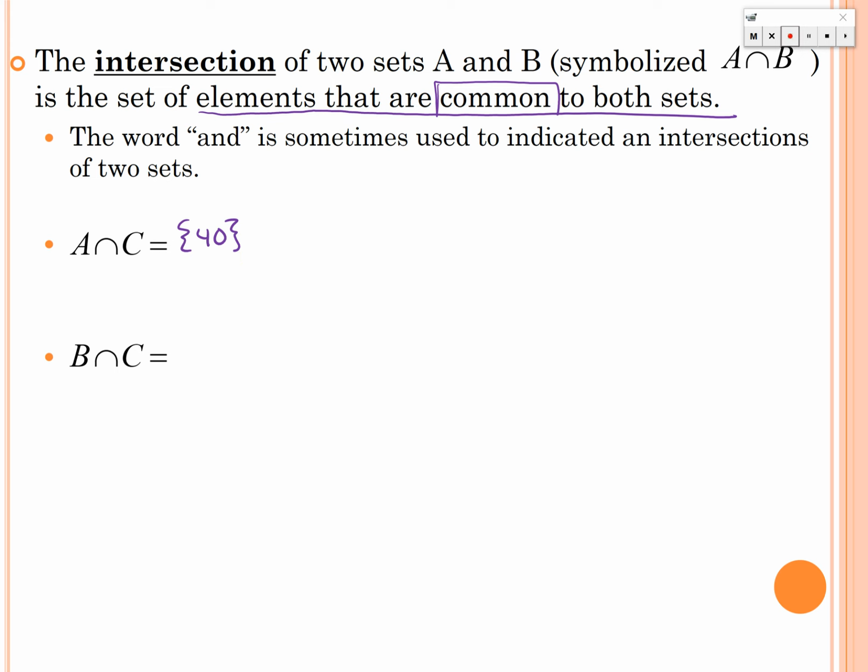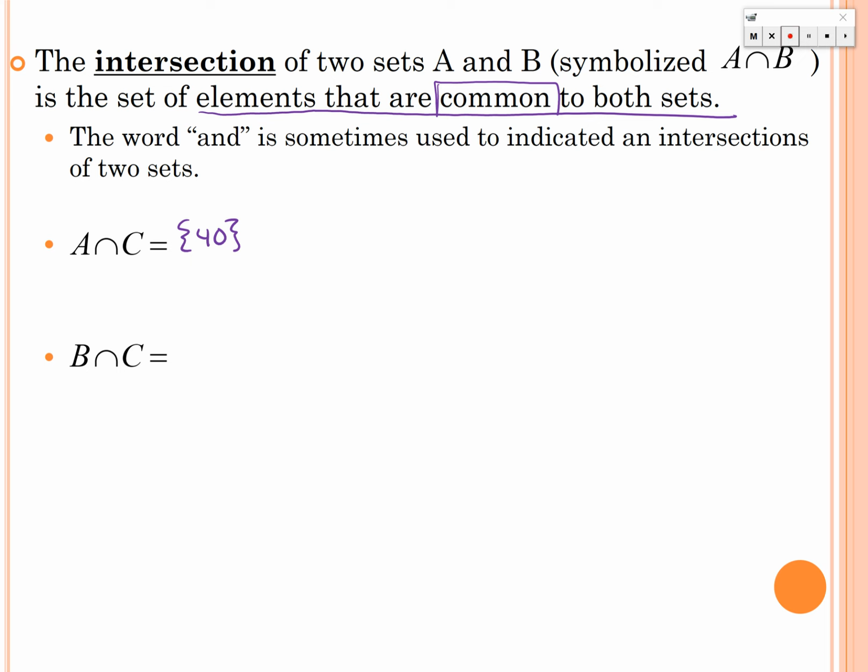Do you think it's very possible that an intersection might not have any elements at all? Yeah. There's going to be times we're going to have sets that don't have anything in common, and that's okay. Don't freak out about it. I'm not trying to trick you if you come across a question like that. Just sometimes they don't share anything. That's okay. All right, so how about B intersects C?